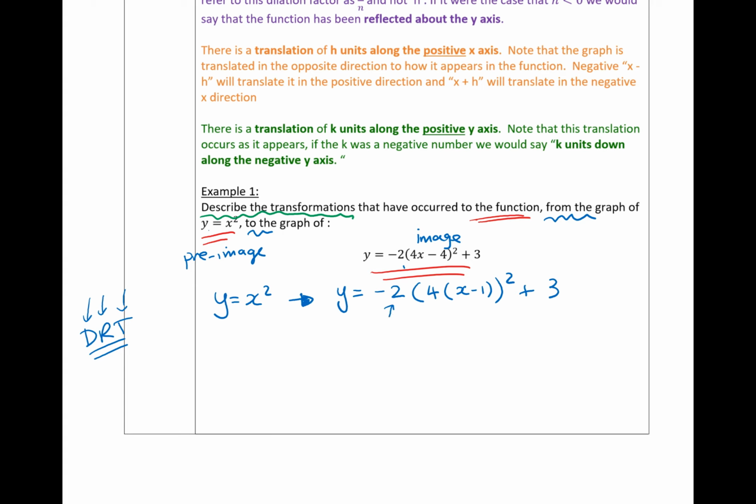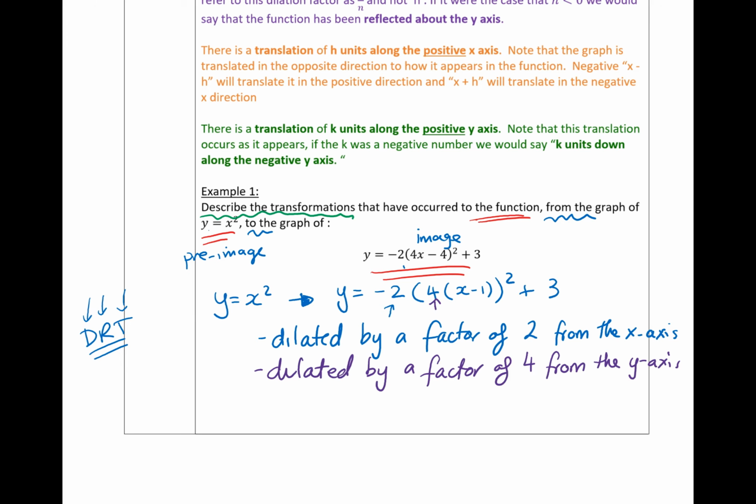I can see there's a dilation here of 2 from the x-axis. I can see that there's a dilation of 4 from the y-axis. I've taken it out as a common factor. I can now see that there's a translation of 1, but before I do that, I'll need to deal with this negative. It's on the outside, it affects the A, so we would say that this is reflected about the x-axis.